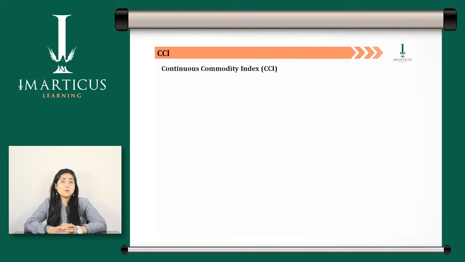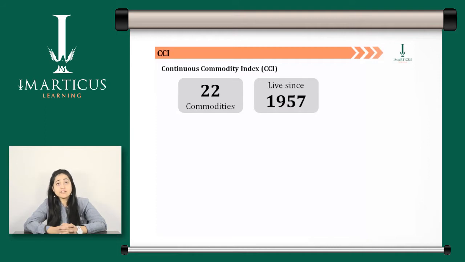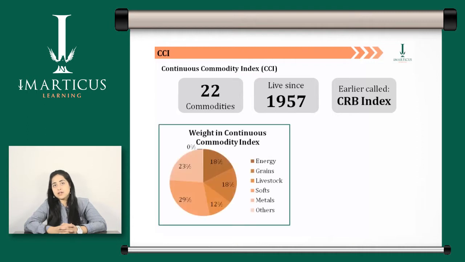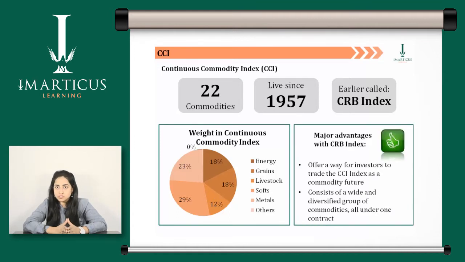The Continuous Commodity Index or the CCI index measures the price movement of 22 commodities. It has been live since 1957 and was earlier called the CRB index. The weight in the Continuous Commodity Index is shown on the screen. You can see that energy stands at 17.64%, grains at 17.64%, livestock at 11.76%, softs is 29.40%, and metal is 23.52%.